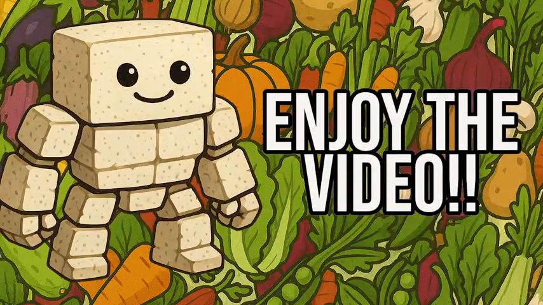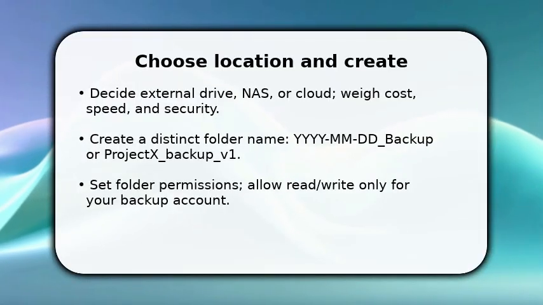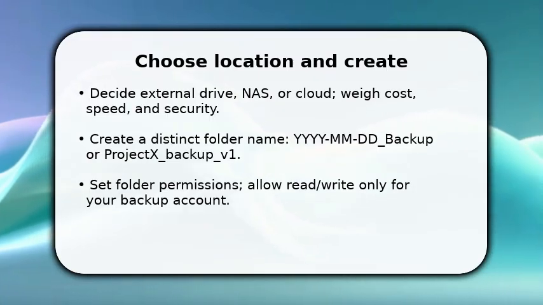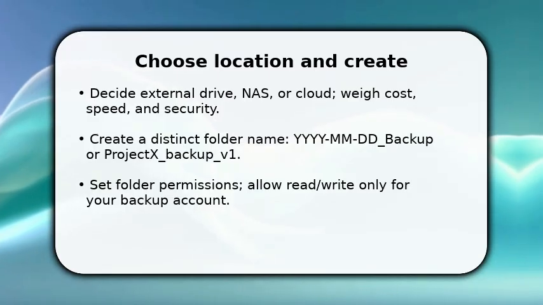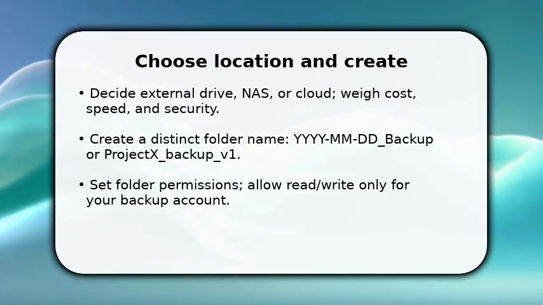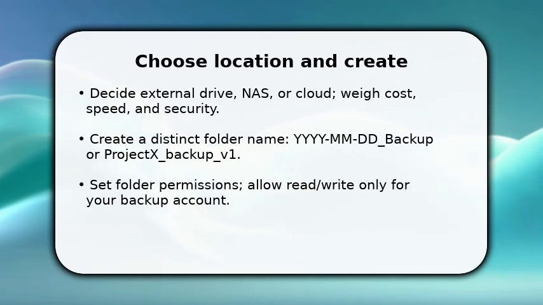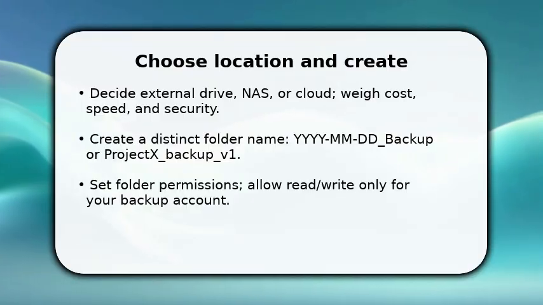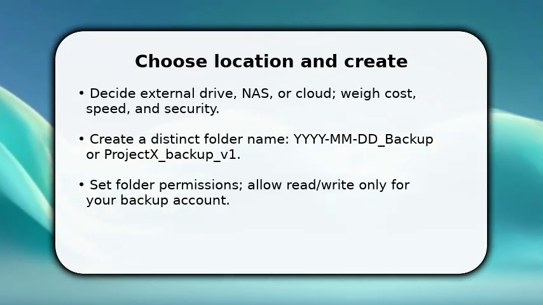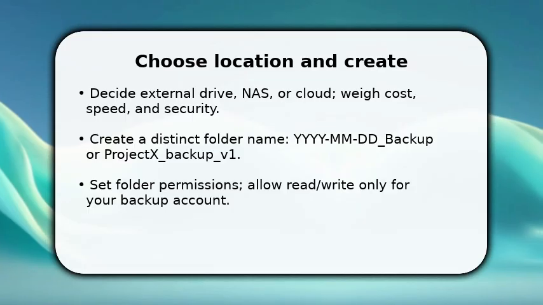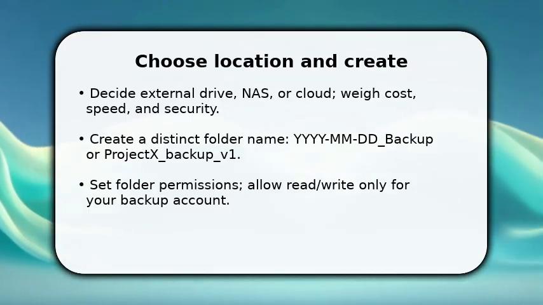Please enjoy the video. You need a clear place and a name, so start by picking external drive, NAS, or cloud for backups and create the folder now. Once created, name it with a date or project tag so versions are obvious. Make sure you set folder permissions to limit write access to your backup account. This prevents accidental deletes. Then, place one small test file inside to confirm visibility and basic read/write. That quick verification saves time later.